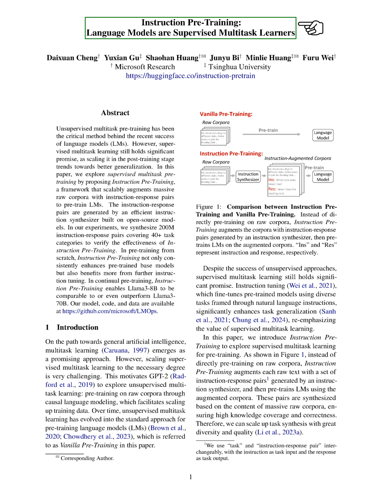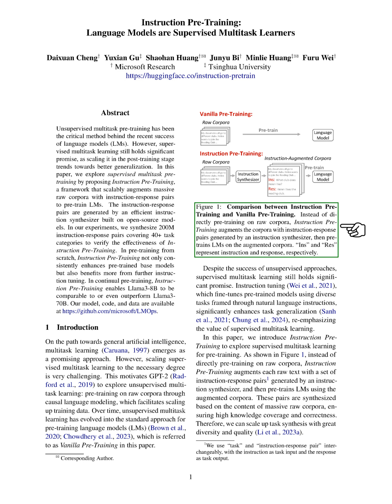Section: Introduction. In this section, we delve into the concept of instruction pre-training, which is a method we propose to explore supervised learning for pre-training. Instead of directly pre-training on raw text data, we enhance each piece of text from the raw data with a set of instruction response pairs generated by an instruction synthesizer.